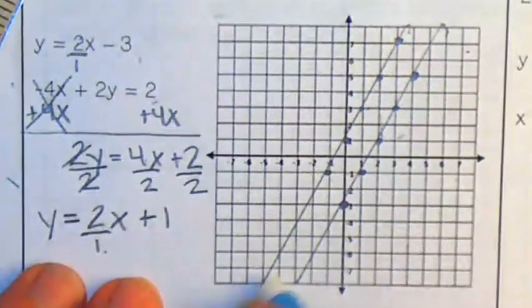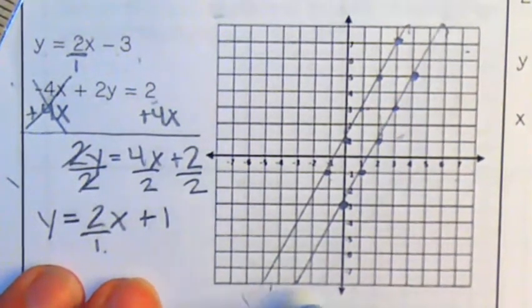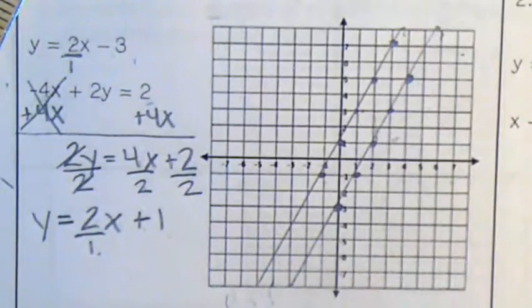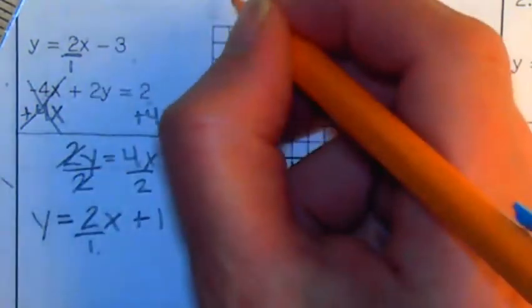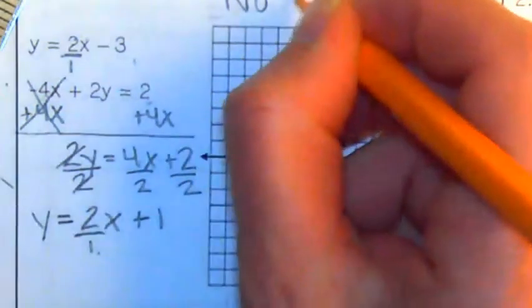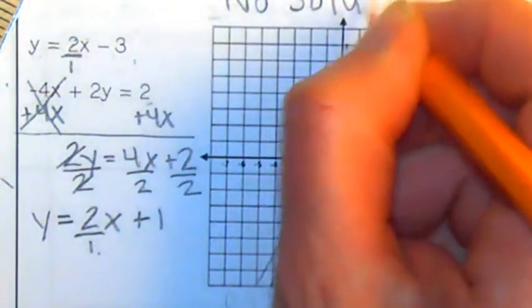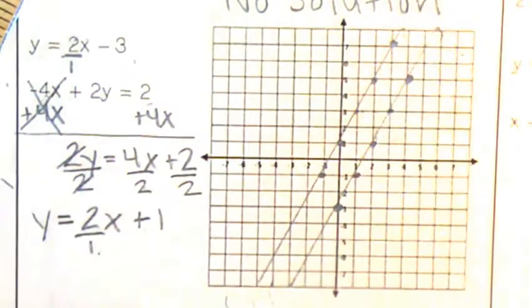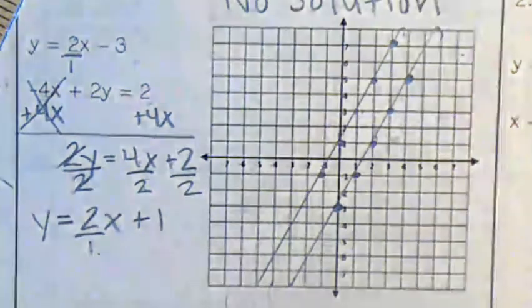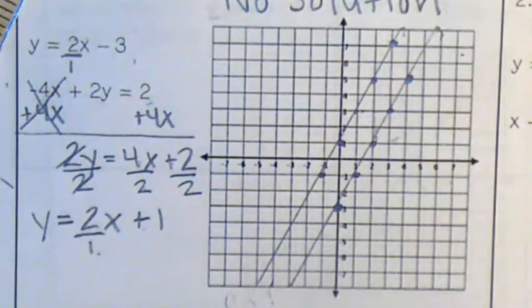Look, those two lines are parallel. They're never going to intersect because they have the same slope. They're going at that same rate of change and just starting in a different place. So I know here that the answer to this problem is no solution. You're not skipping out of work here or anything. It's just there is no solution. Those two lines will never intersect.